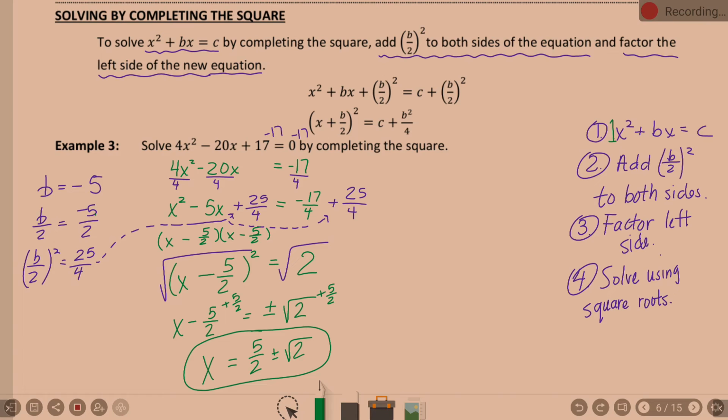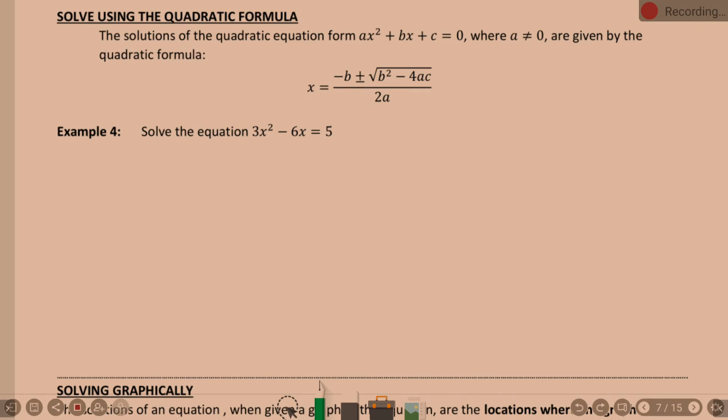We're ready for the next page. Notice it says solve using the quadratic formula. Okay. So solutions of the quadratic equation form ax squared plus bx plus c equals 0. So keep in mind it is based on this form here, right? As long as a does not equal 0, are given by the quadratic formula. X equals negative b plus or minus the square root of b squared minus 4ac all over 2a.